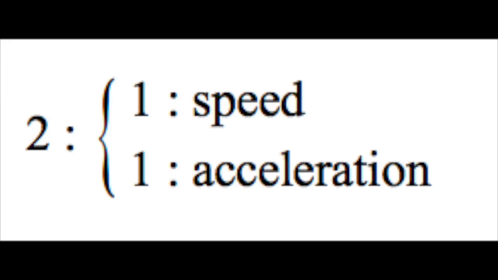The AP scoring rubric gives 1 point for the acceleration vector and 1 point for the speed.